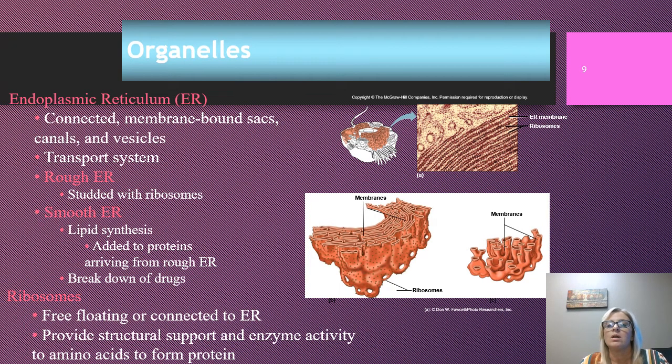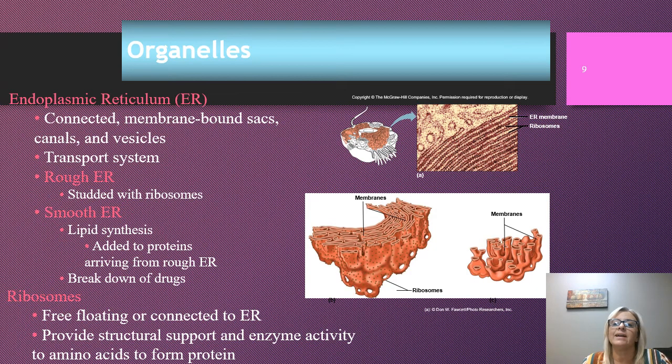This is a common thing that I see students miss all the time. Rough ER is where we make proteins. Smooth ER, we make fats. Okay, so rough ER has the ribosomes for protein synthesis. Smooth ER does not have ribosomes, so fats, lipids are made there. Okay, be sure to keep that straight. Don't miss that on your test.